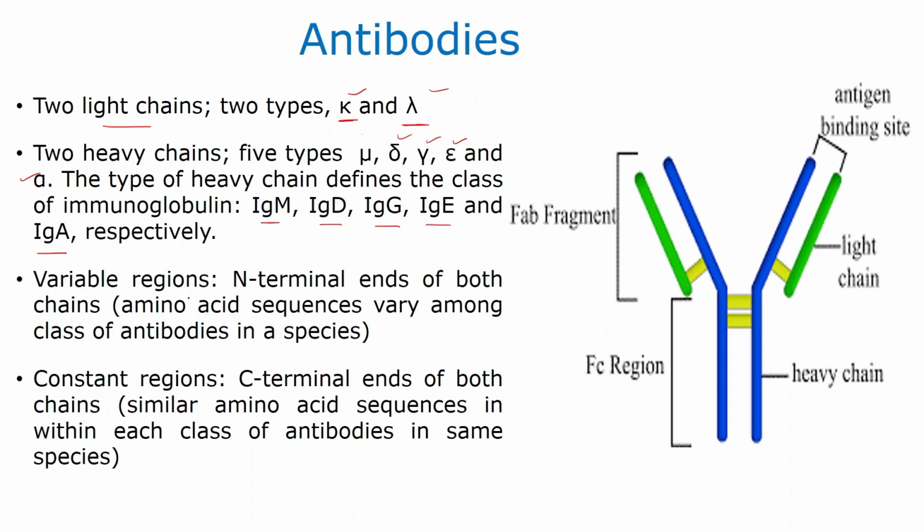Now regarding variable regions, I have told you that the end regions of both chains are variable, that is, amino acid sequences vary among the classes of antibodies in a species. Of course it varies among species also, whereas in the constant region we have similar amino acid sequences within a class, each class of antibodies in the species, although some variation may occur among the constant regions of different species.